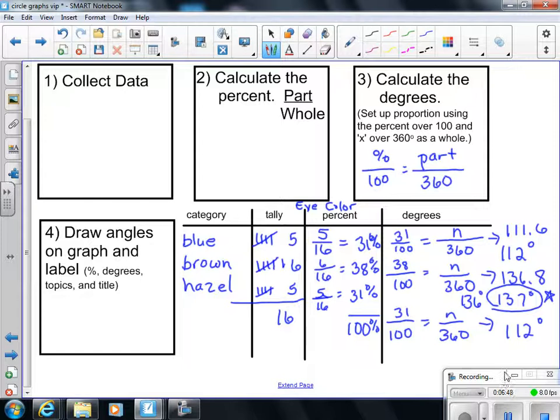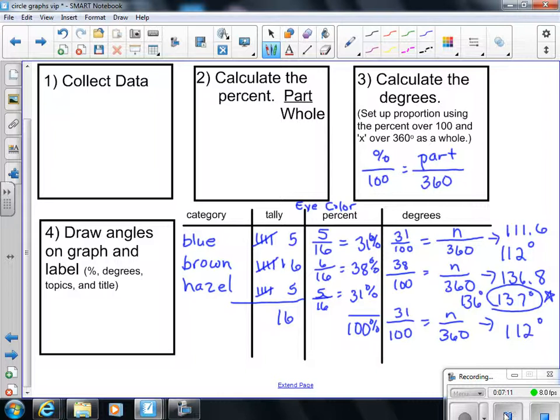Now, why did we have to do that? To make it even, because if not, it's not going to fit on your circle. Now, you could do these exact, but when you draw them, are you going to be able to tell the difference between 111 and 112? No, it's going to be really, really close. Okay, so we completed steps 1, 2, and 3 so far. Now we're ready to go to step 4. Are there any questions before we go on to step 4?